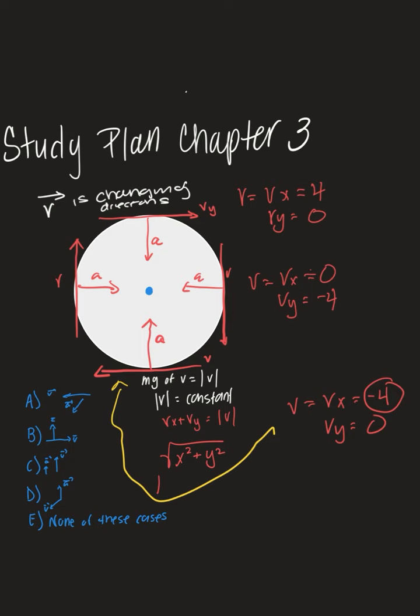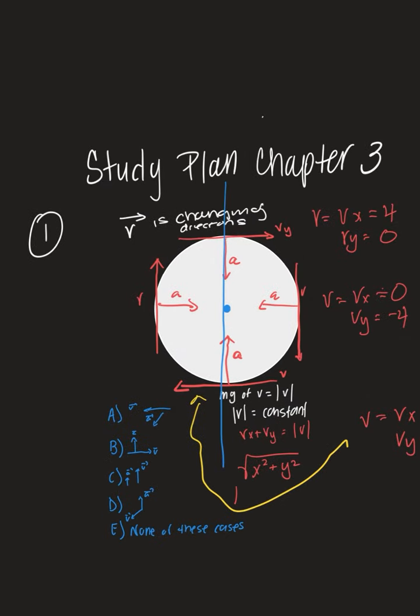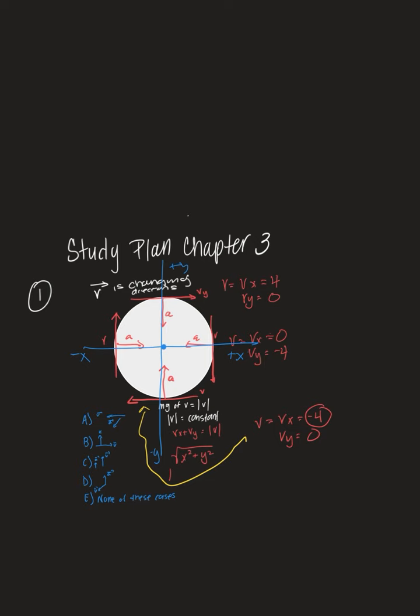The reason, so if this is the y-axis, let's make this blue. If this is the y-axis and this is the x-axis, we know this is -x, this is positive x, this is -y, this is positive y. So you will see that Vx down here would be -4 versus Vy would be 0. And then if you go up right here, you will see for this one, Vx equals 4.